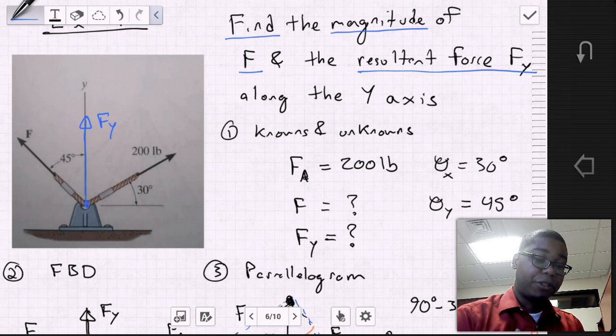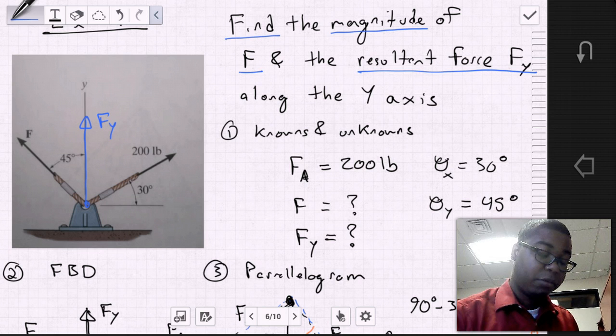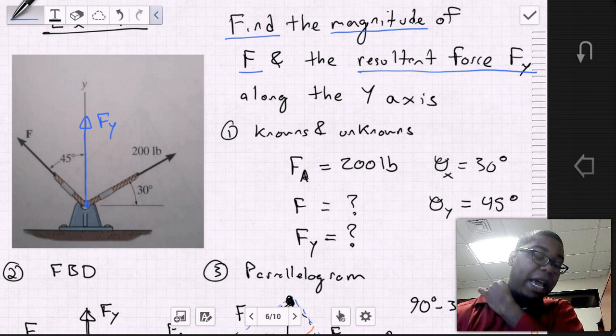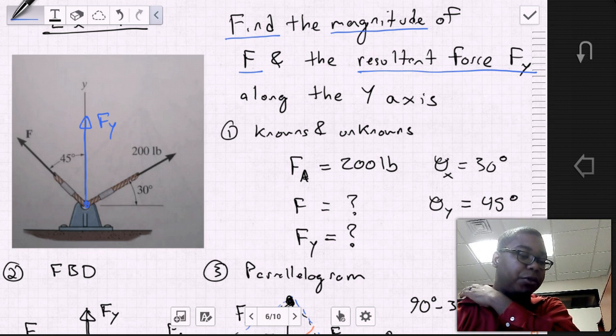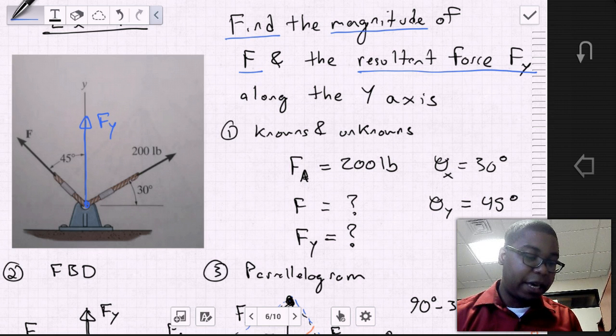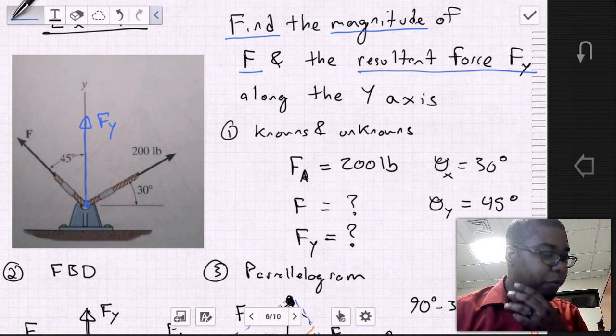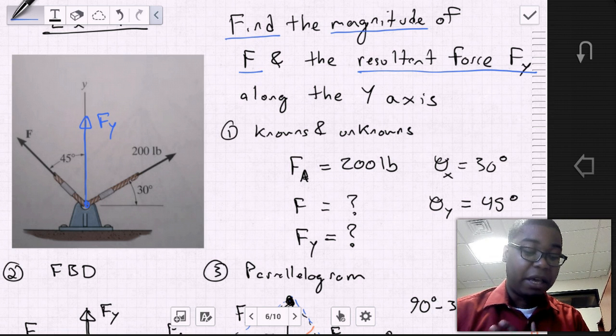And so what we have to do is do the steps. First, we do our knowns and our unknowns, right? So we look at our diagram, we look at what's asked of us, and we can list our knowns and unknowns. In this case, we have this 200-pound force vector at 30 degrees relative to the x-axis. I'm going to call it force Fa, equal to 200 pounds, and the angle is 30 degrees.